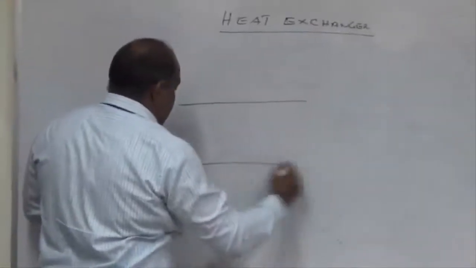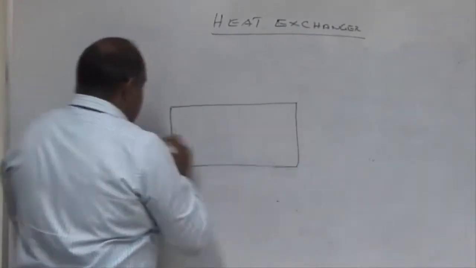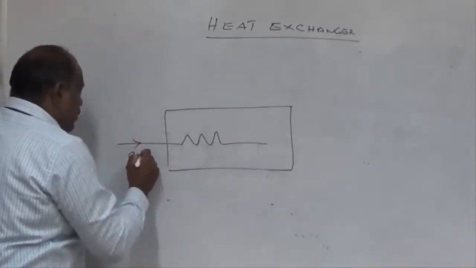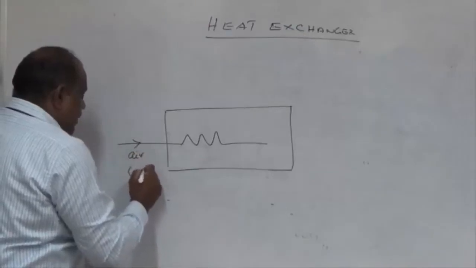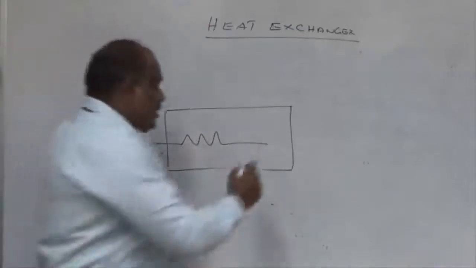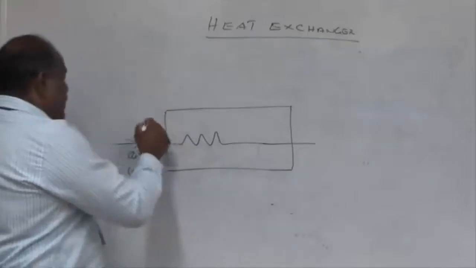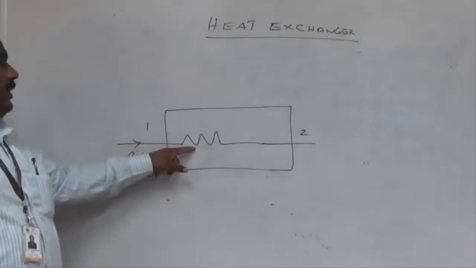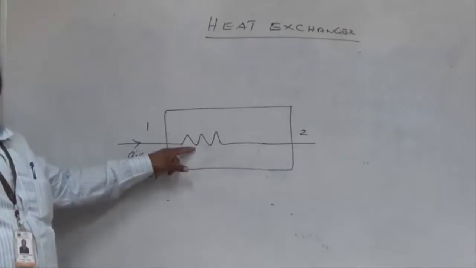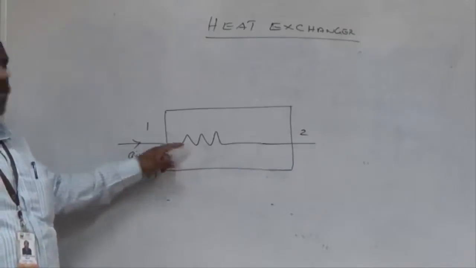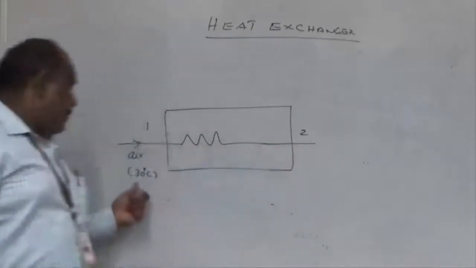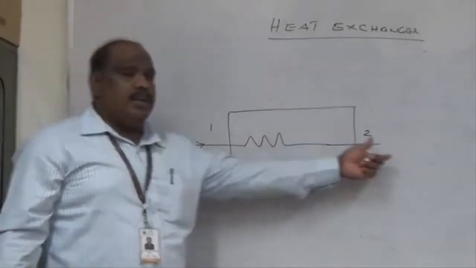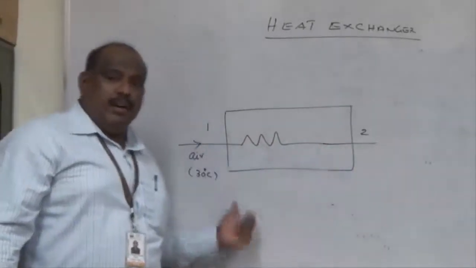I am having a system. I am going to pass some atmospheric air, say let us say 30 degrees Celsius, through the system. It is our system. Before it enters is 1 and after the system is called 2. Now you are going to give heat to this heater by means of electrical power supply. So what is the outlet temperature of this air? The inlet temperature is 30 degrees. You are going to heat this room by a heater. So what is the outlet temperature? It will be higher. Higher than what? 30 degrees.